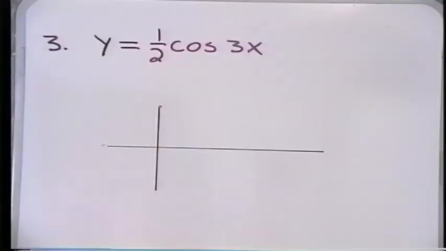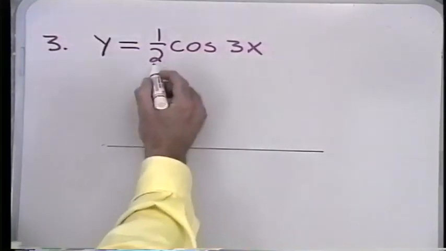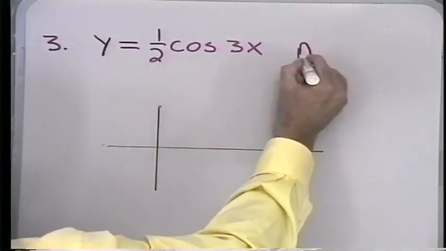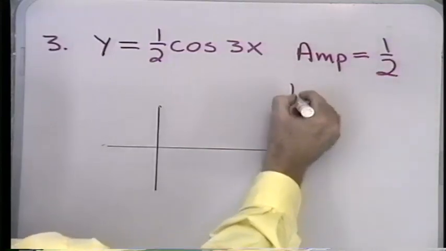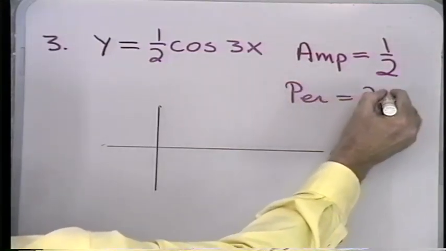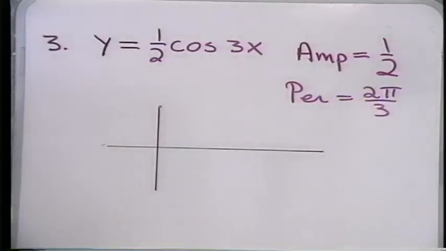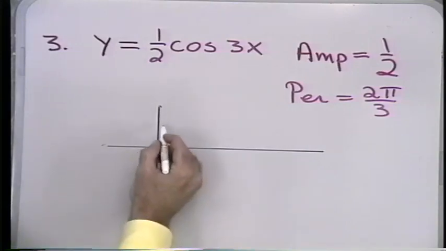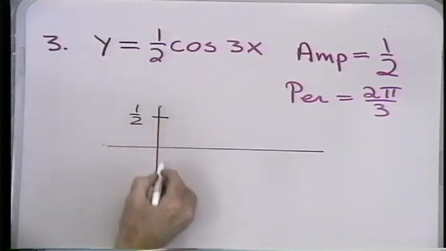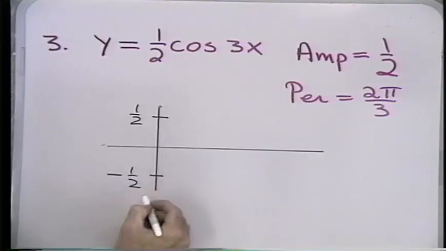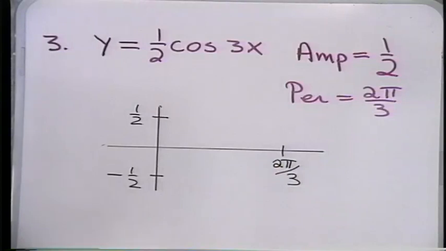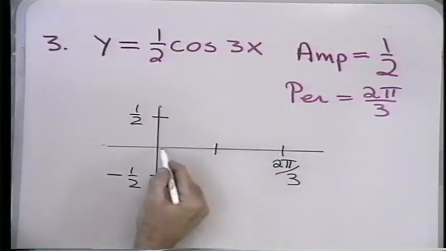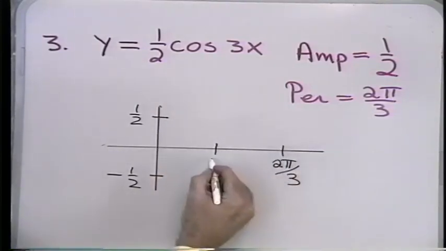Here's our next example. This time I have a cosine curve. My coefficient a is 1/2, so I'm going to have an amplitude of the absolute value of 1/2, which is 1/2, and I'll have a period of 2 pi divided by 3. So 2 pi over 3 for the period. So let me mark the x-axis, or first let's mark the y-axis. The amplitude is 1/2, so it'll go up to 1/2, down to -1/2. The period is 2 pi over 3, so I'll put 2 pi over 3 right there. Halfway between 0 and 2 pi over 3 will be pi over 3.